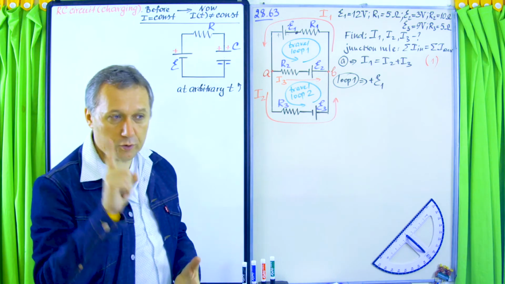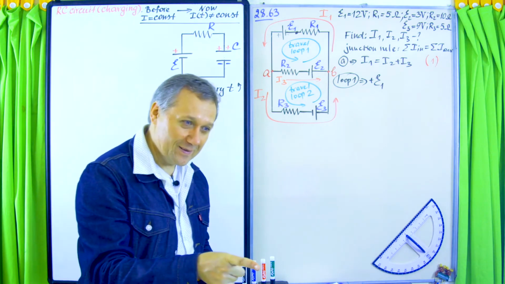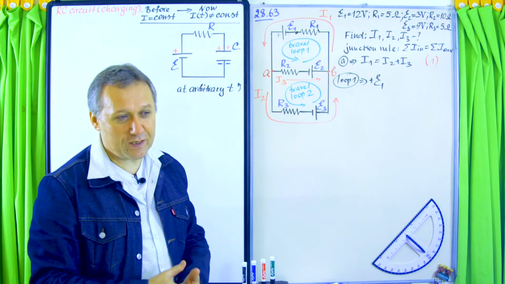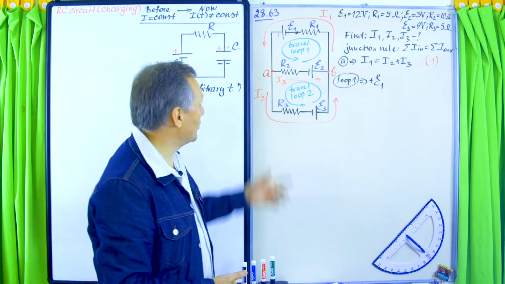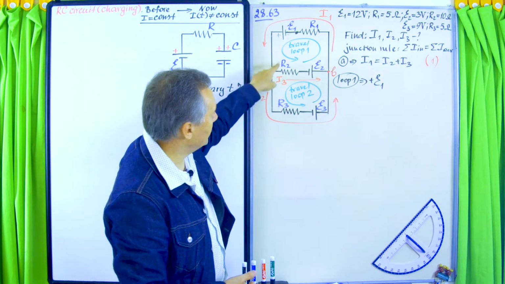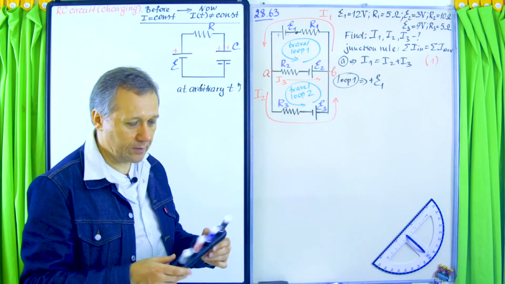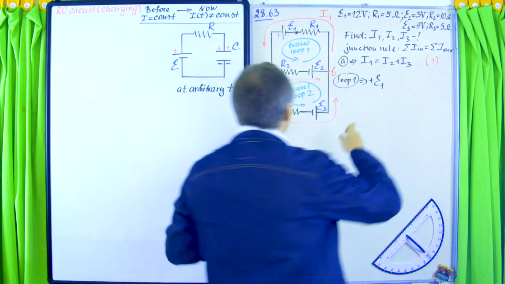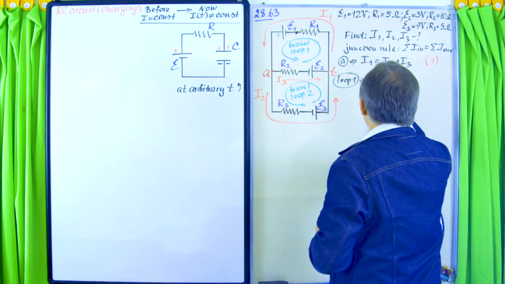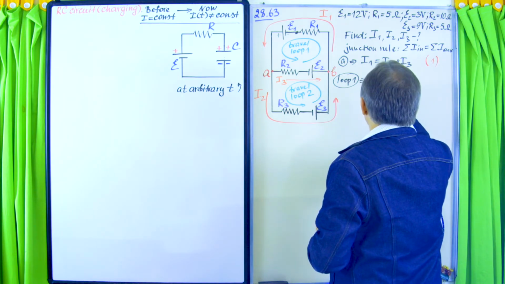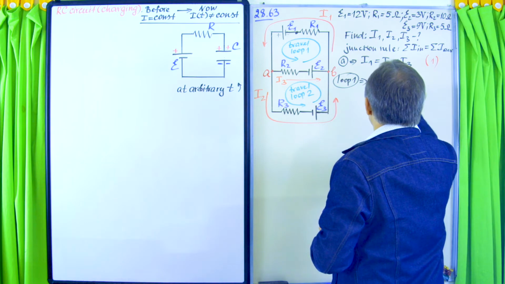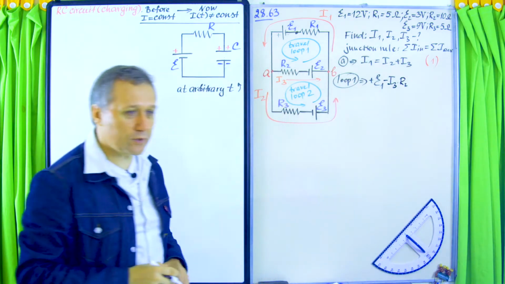So according to rule number 3, the contribution is negative. And according to Ohm's law, it's just I3 times R2. Be careful with these subscripts. So it will be minus I3 R2. That's our second term.